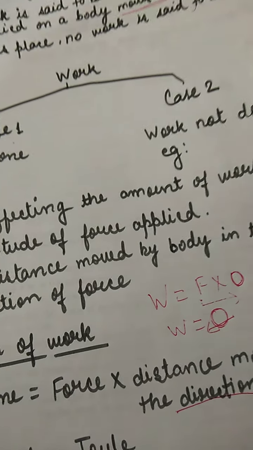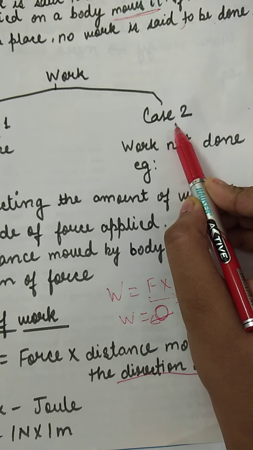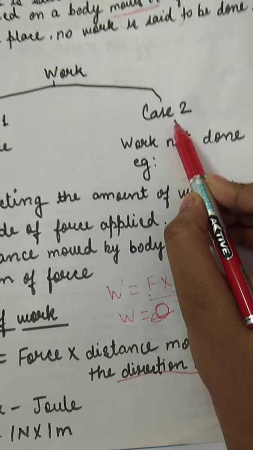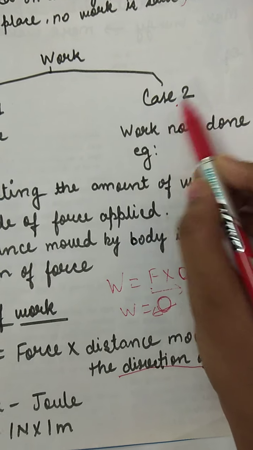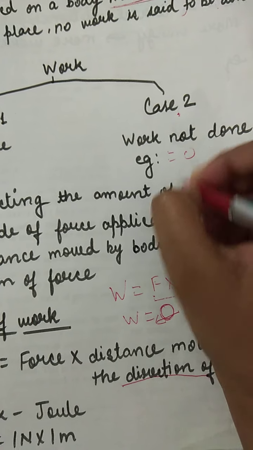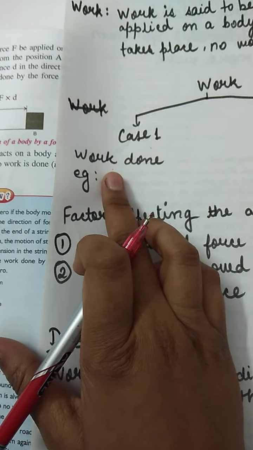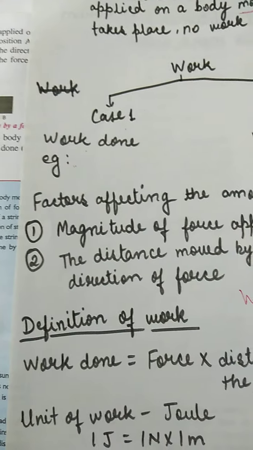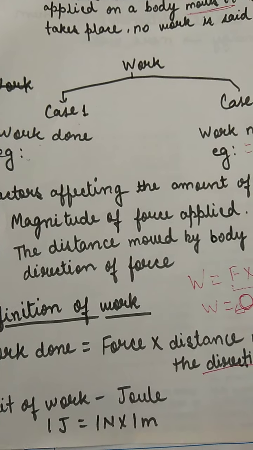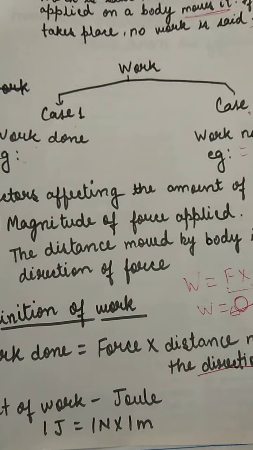So in case 2, when no distance is covered, or when the body does not move and distance is not covered by the body in the direction of force, in this condition the work done is always equal to 0. We'll also see the numericals in the numerical part of this chapter.